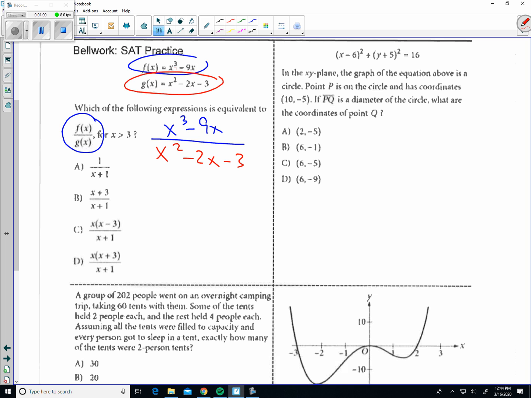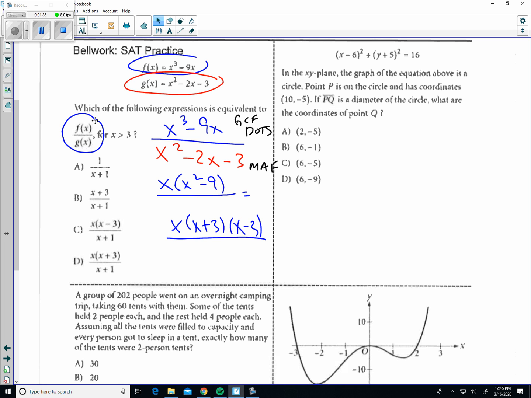In the land of rationals, we always like to use factoring as a tool to make the problem easier. On the top here, we've got a GCF, which will be followed by the difference of squares. And the bottom over here, we've got a mapping problem. So hopefully you factor the top by pulling out the x first. That would leave you with x squared minus 9, which factors into x plus 3 times x minus 3.